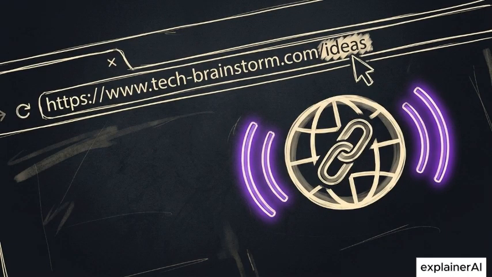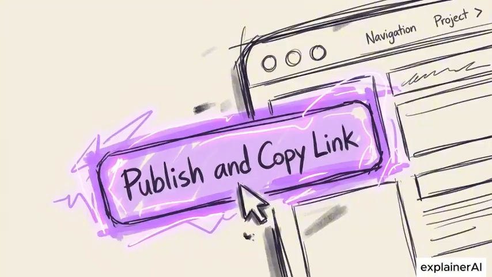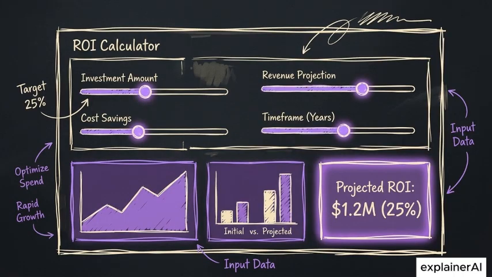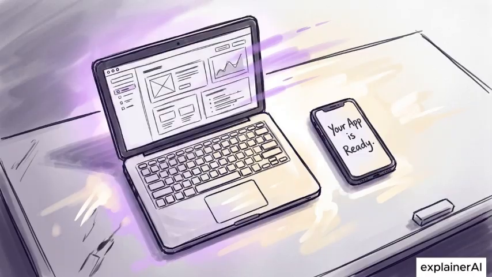The final step is moving this tool out of the private chat and onto the live web. In the artifact window, click the Publish button and select Publish and Copy Link. To test the live version, open an incognito browser tab and paste the URL. The app is now a standalone web page. It works independently of your AI account. You now have a shareable digital asset you can use for your own business or send directly to a client.